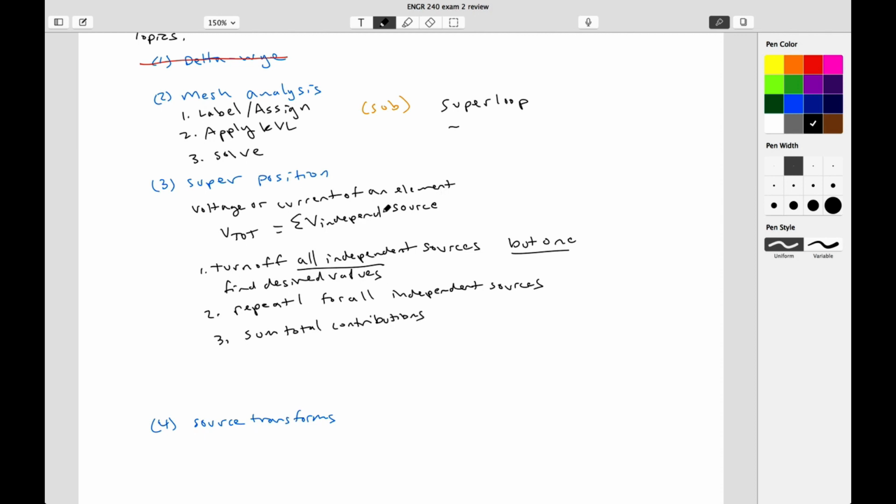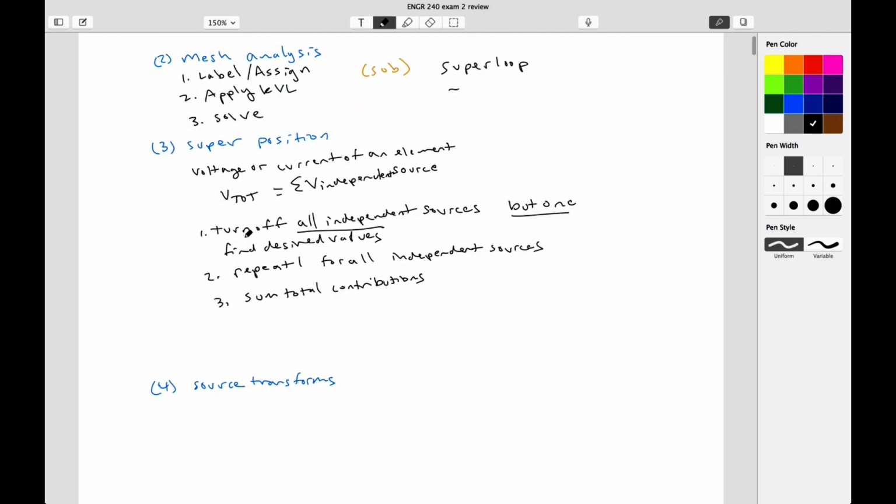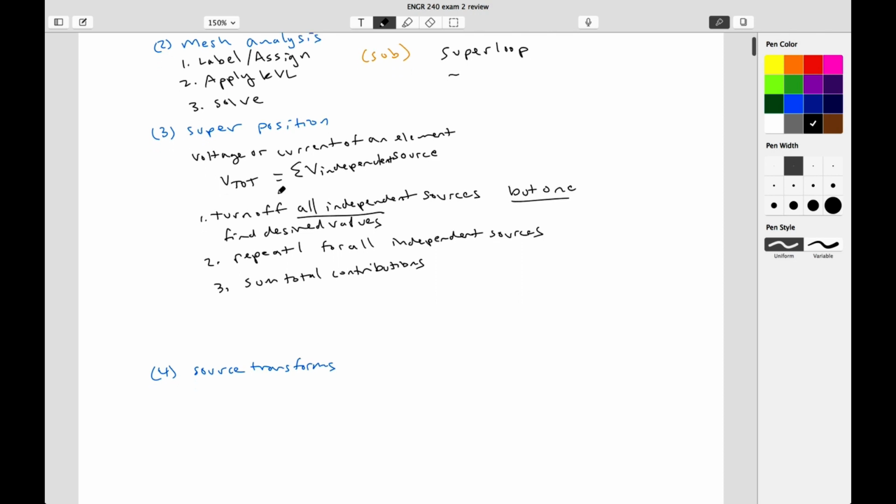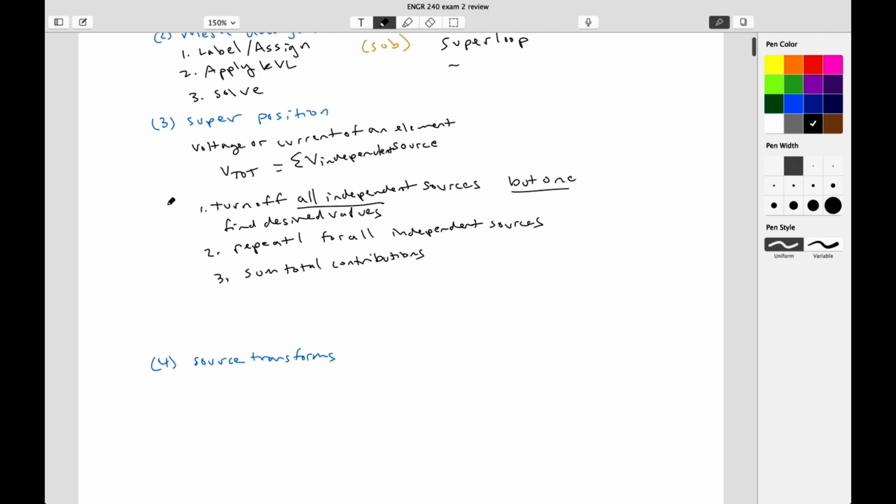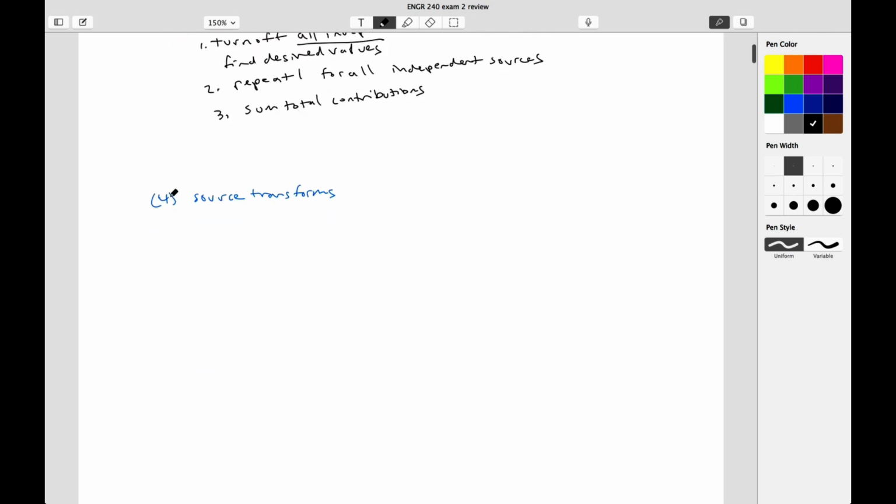All right, so altogether, we will be getting the total contribution from all independent sources in the circuit. Keep in mind that if we have a dependent source, we have to do something a little different, but that is a detail left up to the problems we've done and examples we've done in class.